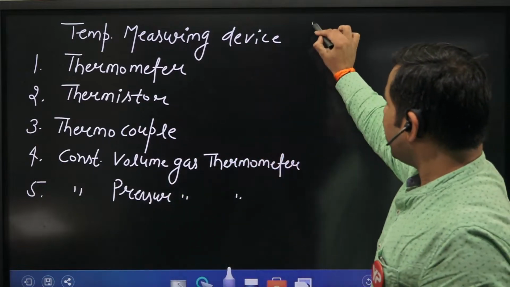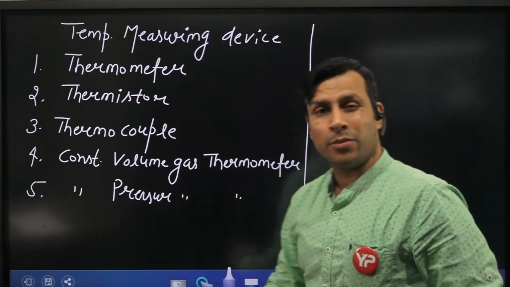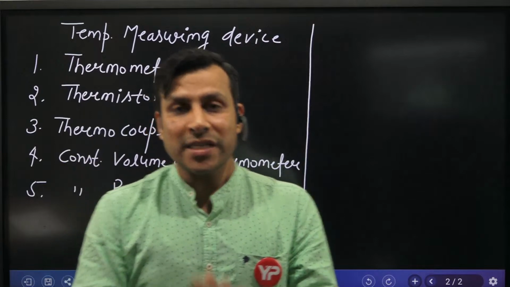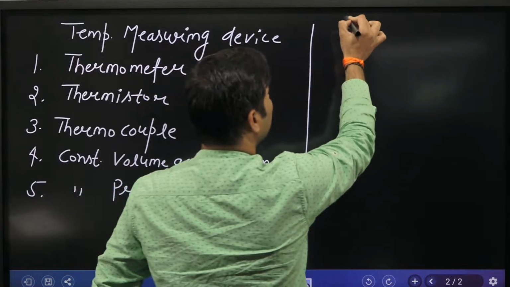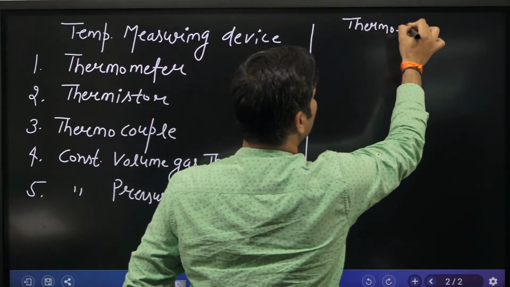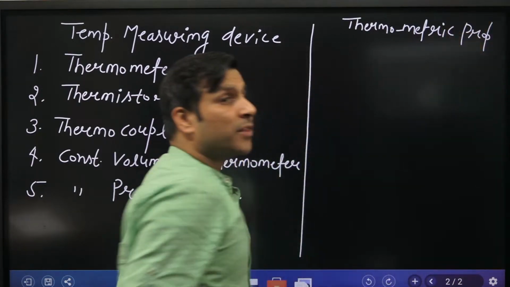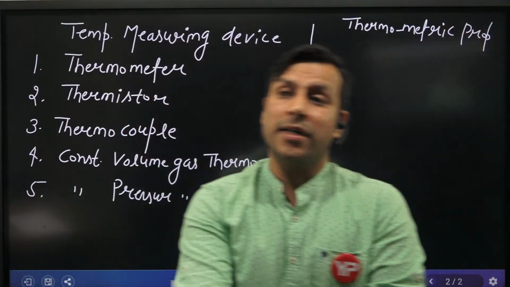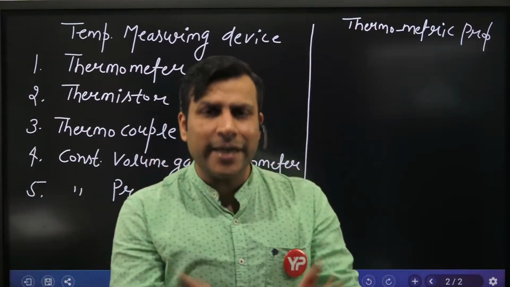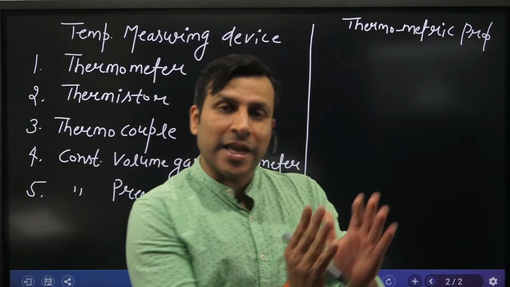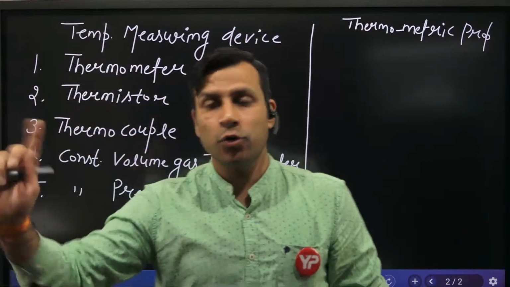So there are different types of temperature measuring devices: thermometer, thermistor, thermocouple, constant volume thermometer, and constant pressure thermometer. So guys, what are we doing? We are choosing a temperature measuring device and we are fixing one of the thermometric properties. What do you mean by thermometric property? It is the property of the temperature measuring device which will vary with the change in temperature. So we are identifying some property which actually changes with the change in temperature, and we are measuring the change in that property to measure the change in temperature, guys.